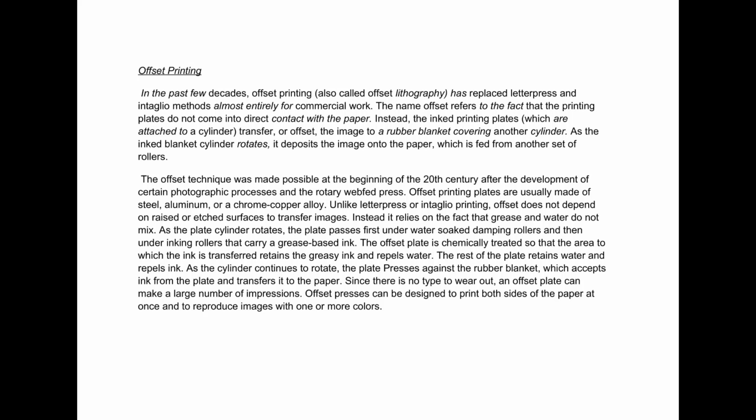blanket covering the cylinder. As the inked blanket cylinder rotates, it deposits the image onto the paper, which is fed from another set of rollers. The offset technique was made possible at the beginning of the 20th century, after the development of certain photographic processes and the rotary web-fed press.